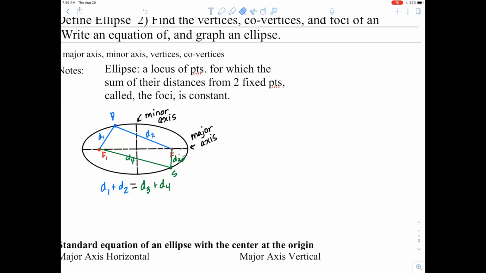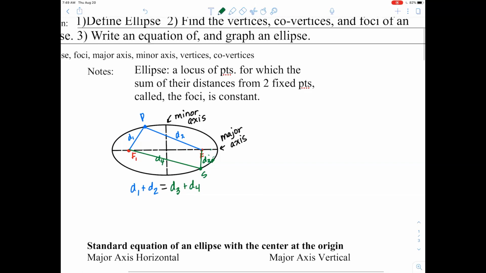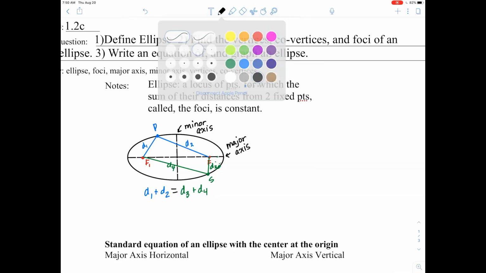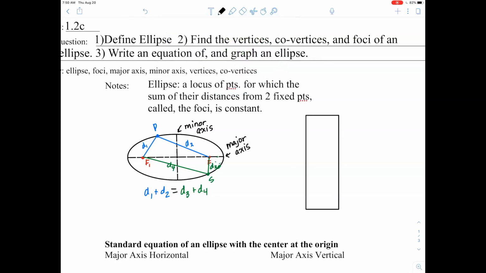Let me do some more illustrations. So what I'd like to do is just demonstrate or illustrate the other vocabulary here. So let's draw another ellipse. This time let's make one that's tall and skinny.